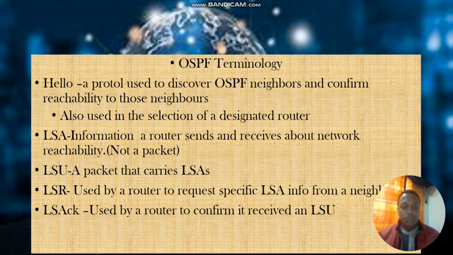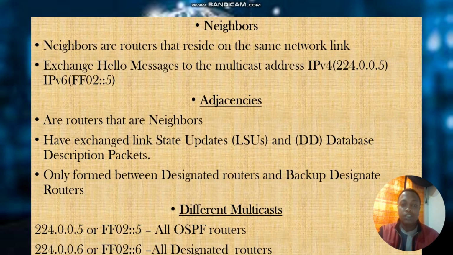Now we have what we call the LSR, which is the link state request, and this is used by a router to request a specific LSA, or information about reachability of a network, from a neighboring router. We also have what we call the LSAck, or the link state acknowledgement, and this is used by a router to confirm it has received a link state update. So after receiving a link state update, it's going to send a link state acknowledgement to confirm that it has received the update successfully.